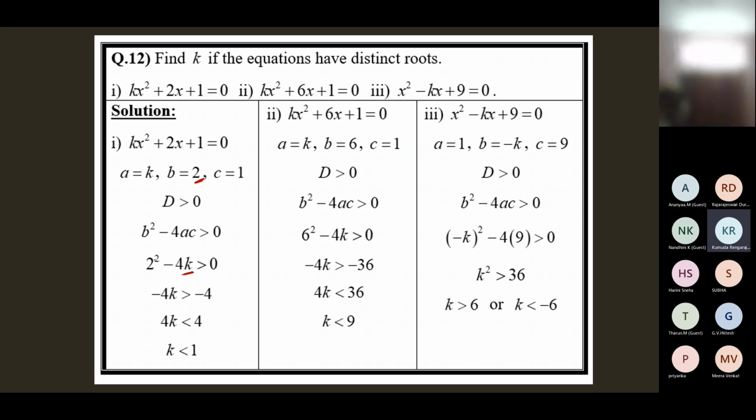When you take it to the other side, 2 square is 4, on the other side, minus 4. So minus 4K is greater than minus 4.